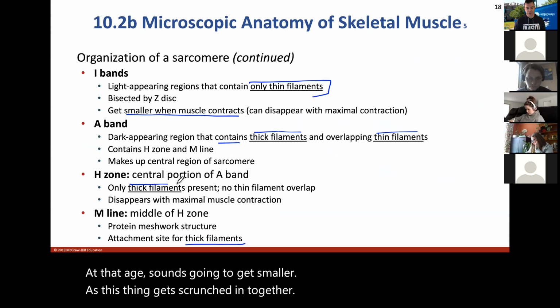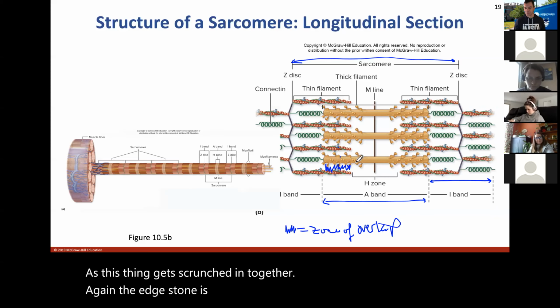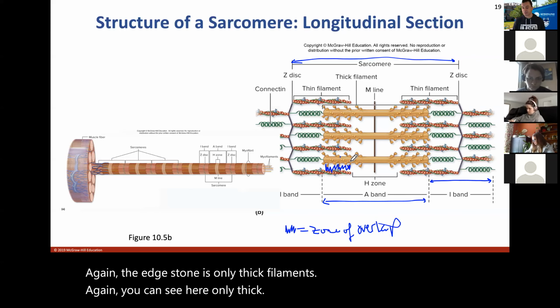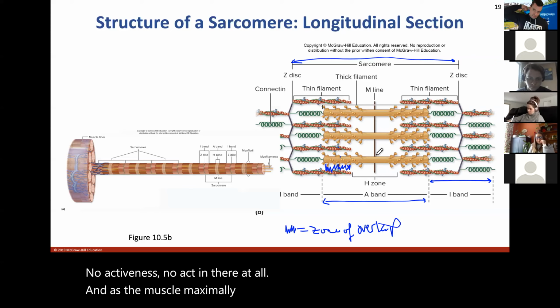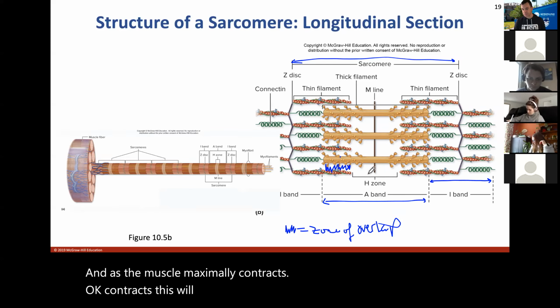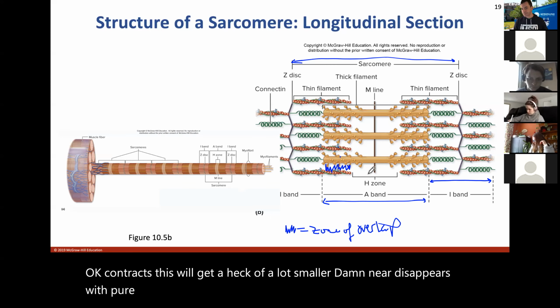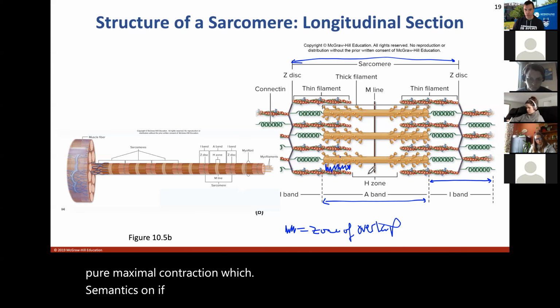Again, the H zone is only thick filaments. Again, you can see here, only thick. No actin there at all. And as the muscle maximally contracts, this will get a lot smaller. It damn near disappears with pure maximal contraction, though that's semantics on whether that truly exists in normal anatomy.